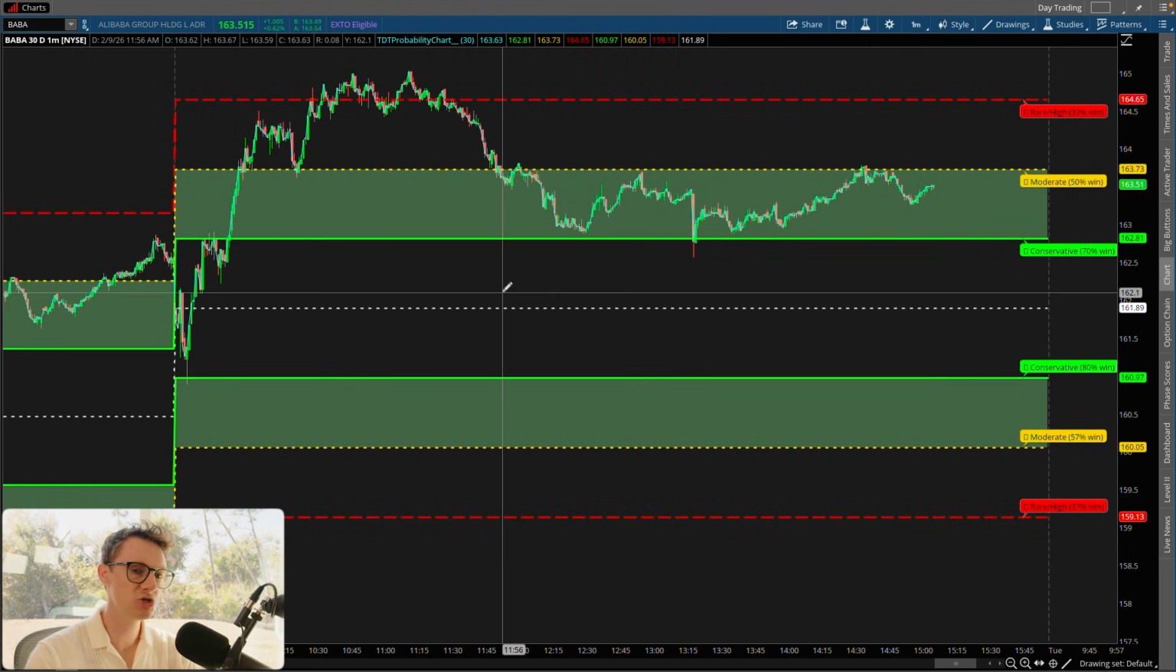So when it comes to structuring your trades, you want to overlay the probability chart to understand if you are just assuming a stock will get to a certain price, well, what is the actual chance? What is the actual probability that that is going to happen?